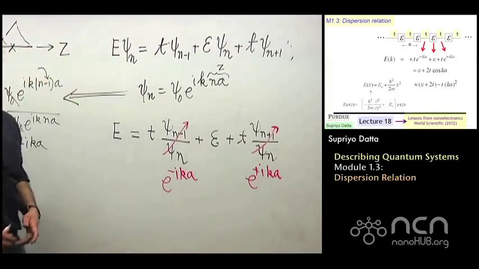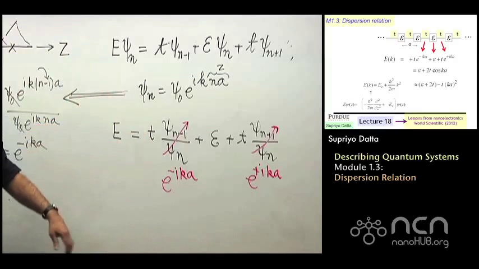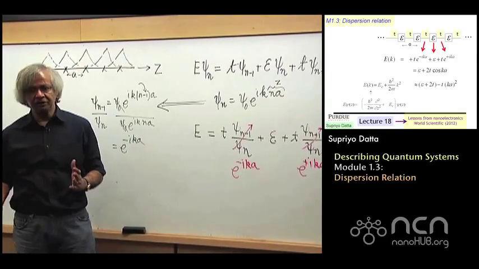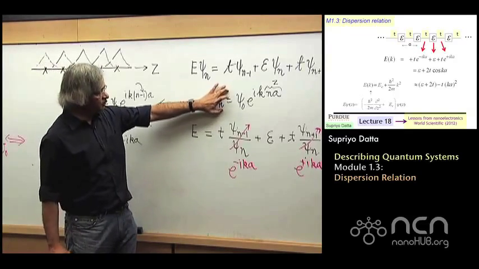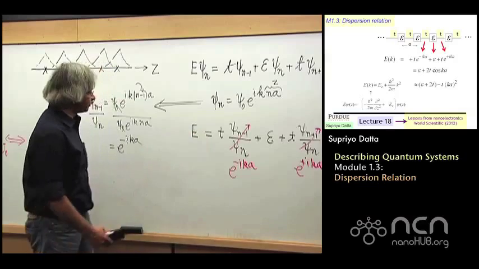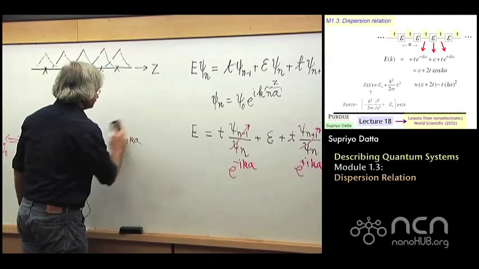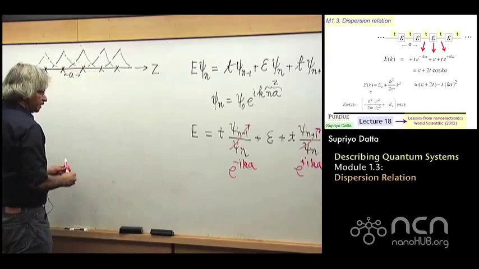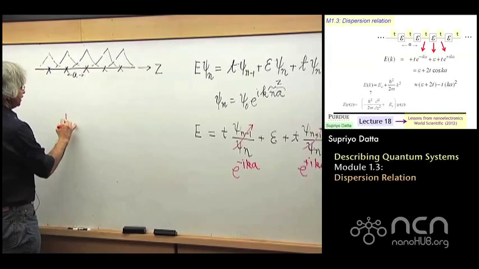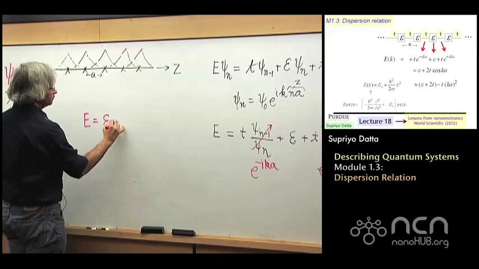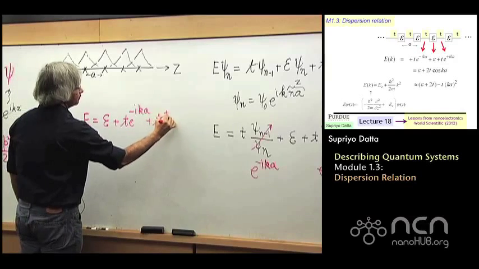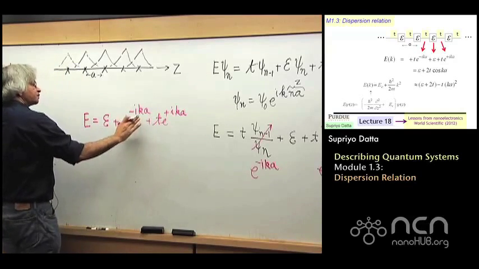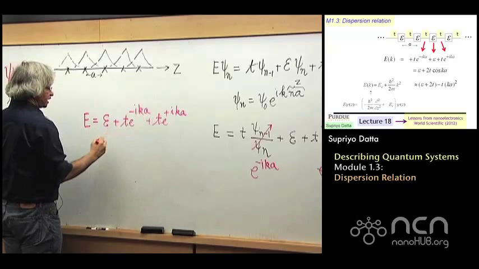So I now have an E-k relationship, just like I did with the differential equation. We put in an exponential, and then you got an E-k relation. And as long as that was satisfied, the original solution would work. Here also, this solution will work, provided E and k are related this way. So that gives me a relationship between E and k, which will look like this: E is equal to epsilon plus T e to the power minus i k a plus T e to the power plus i k a. And these two exponentials I can combine to get a cosine function.